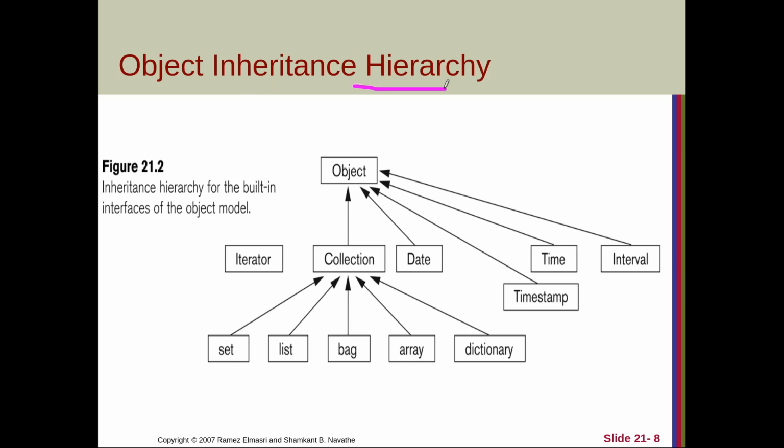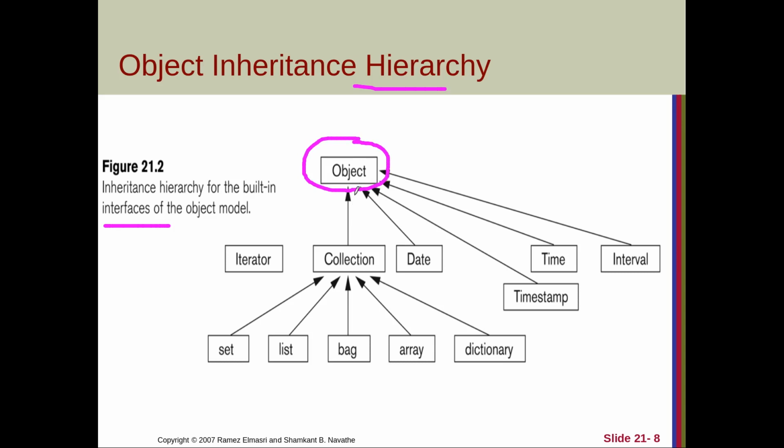So what are the different elements? As you know, in Java also we are studying the object hierarchy. What is the root object? How do we have the different objects or interfaces present within the built-in system? Similarly, in the ODMG object model, there is a hierarchy of built-in interfaces. On top of all the interfaces we have an object interface.